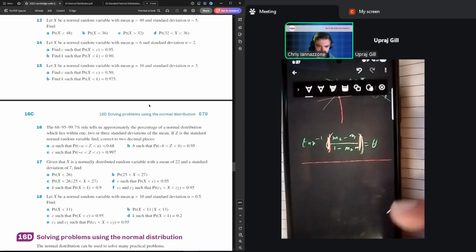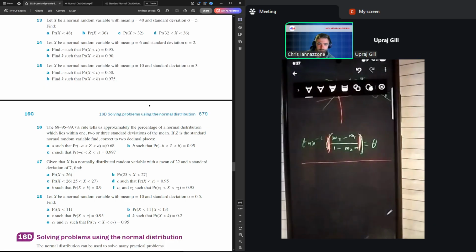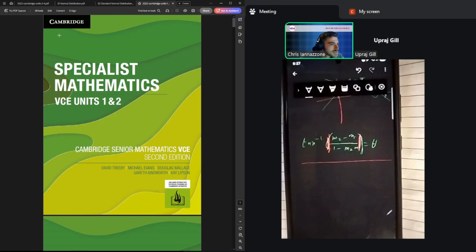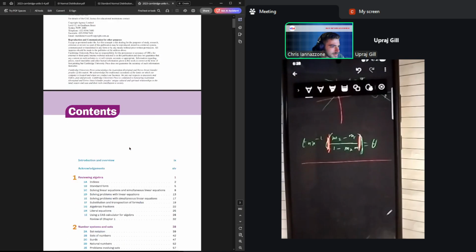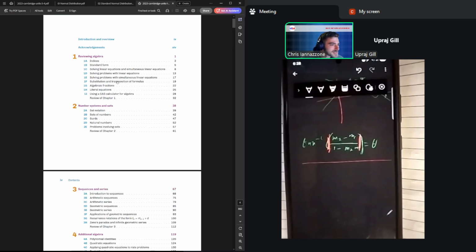So what are you doing in Spesh, other than, I guess, playing with geometry? The first few lessons were algebra manipulation, a lot of it. What textbook are you using for Spesh? I'm honestly not sure. The teacher was just showing PowerPoints, but I'm guessing it's going to be Cambridge because that's what the school uses for most subjects. Let me see. Unit 1, 2, Spesh. See what you're in for.